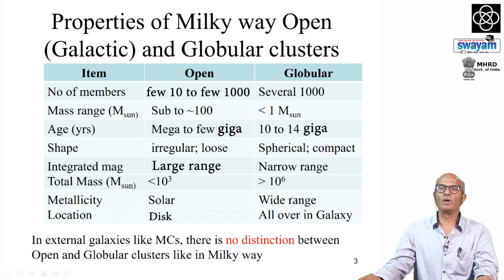If we talk about the metallicity, globular clusters, being the oldest, are called population 2 objects, and they have a wide range in metallicity.